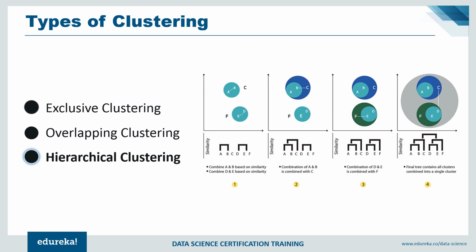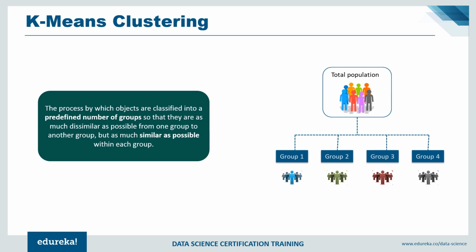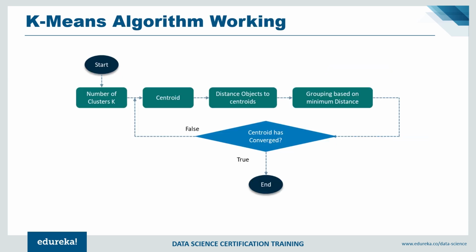And finally, we have hierarchical clustering. When two clusters have a parent-child relationship or a tree-like structure, then it is known as hierarchical clustering. As you can see here from the example, we have a parent-child kind of relationship in the clusters given here. Let's understand what exactly k-means clustering is. K-means clustering is an algorithm whose main goal is to group similar data points into a cluster. It is the process by which objects are classified into a predefined number of groups so that they are as dissimilar as possible from one group to another, but as similar as possible within each group.